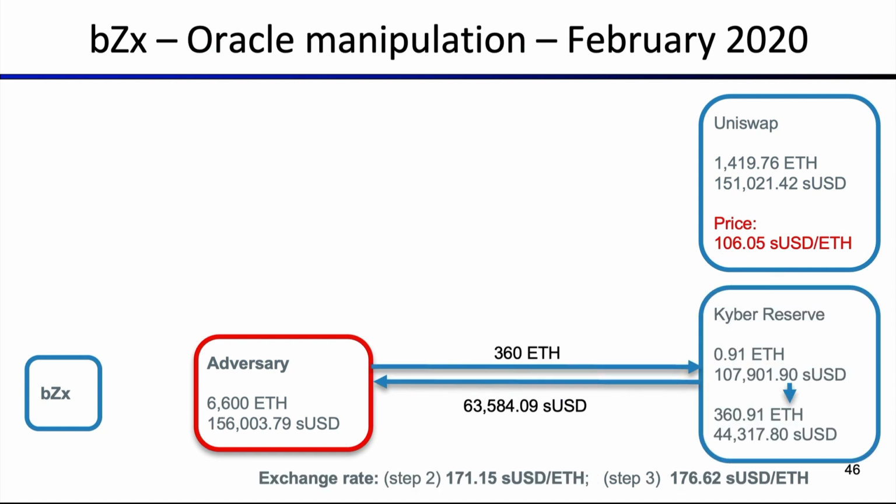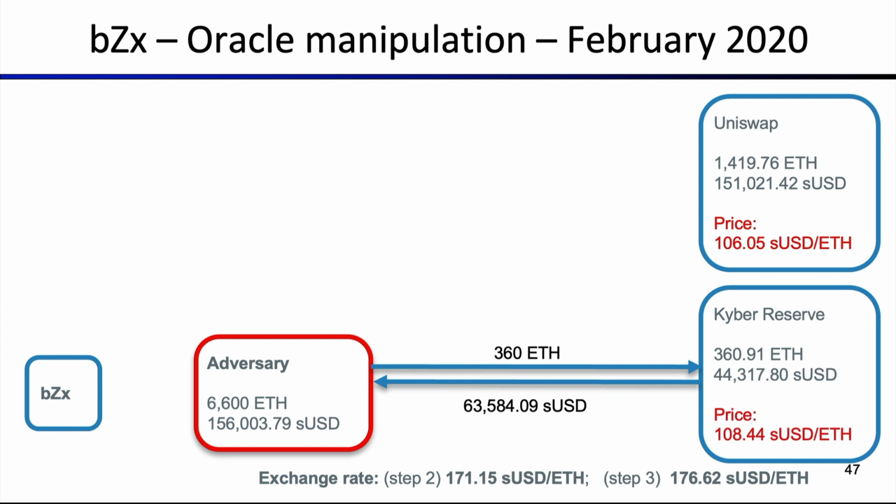per ether. Then in the second step, what the adversary does is he goes to the Kyber reserve, which is another exchange, and in the Kyber reserve he sells, or she sells 360 ether for SUSD, right? So again, we can see here the Kyber reserve had actually very, very little ether at the time and quite a lot of SUSD, so very imbalanced, which is generally not very healthy either. But we can see here, this is the change of price.